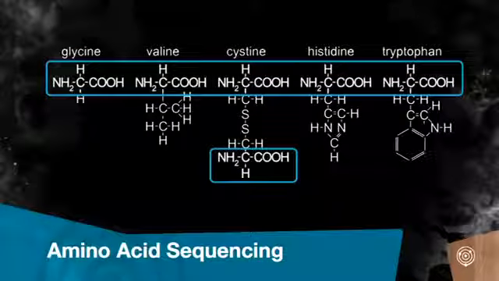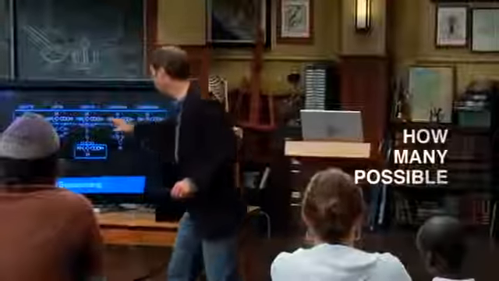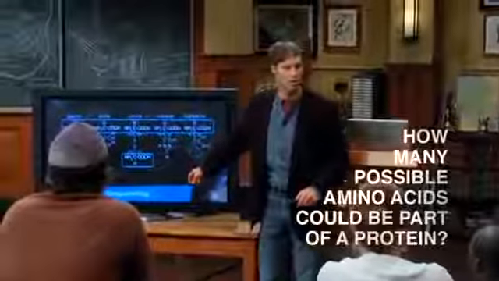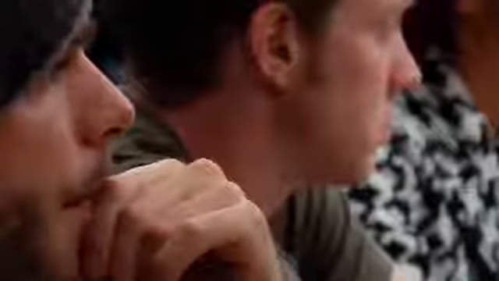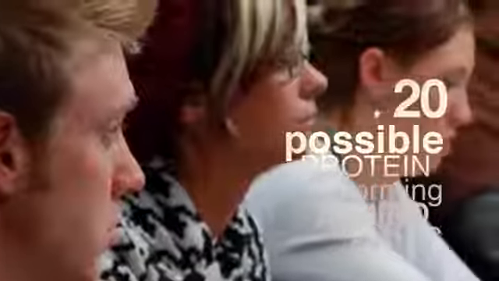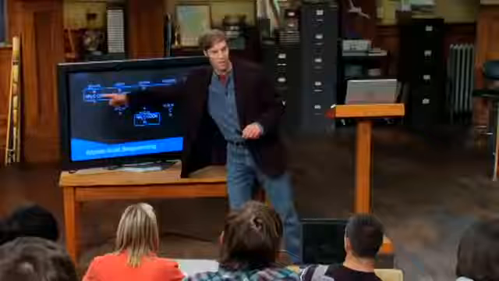How the amino acids are the building blocks of the proteins, right? At each one of these sites, how many possible amino acids could be part of a growing protein? Do you know this from the biology? That there are 20 possible protein-forming amino acids, okay? So you've got a 1 in 20 chance at each site.